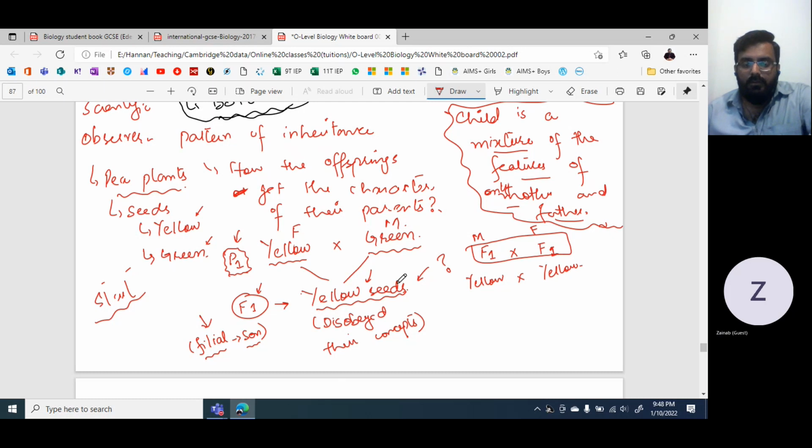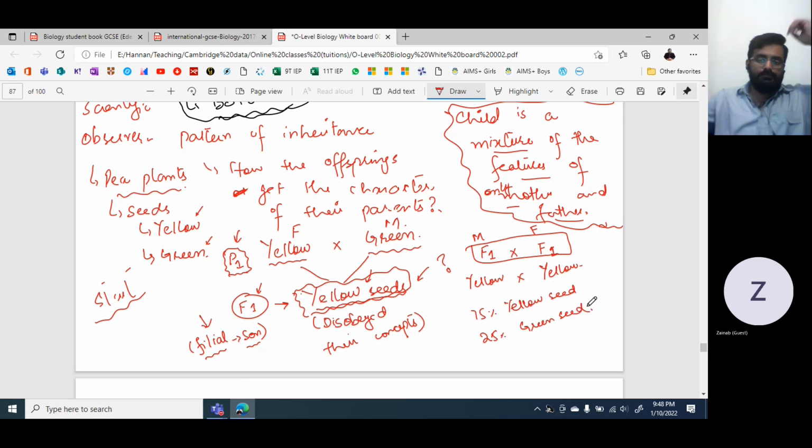When we will be crossing the F1 cross F1, it means F1 is showing the yellow seed. So it means yellow cross yellow. Now what happened? This is another bit of confusing concept that 75% of generation showed the yellow seed, and 25% of the generation showed the green seed.